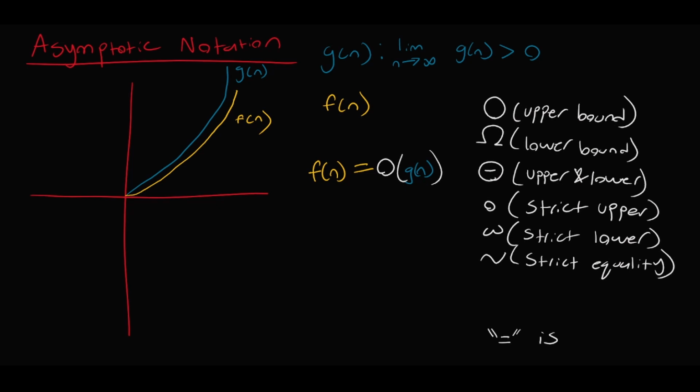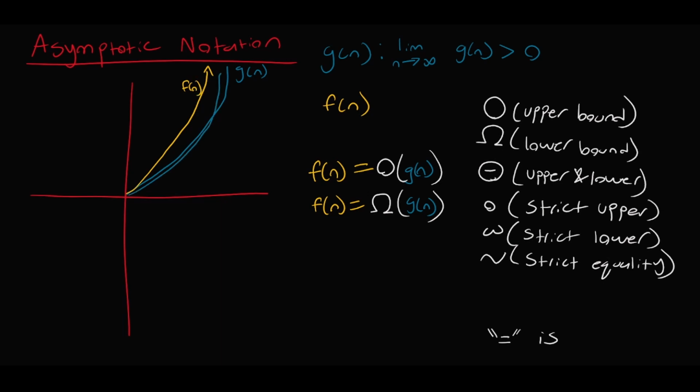Now let's draw f of n is omega of g of n. This means that as f of n approaches infinity, it is lower bounded by this g of n. So it means that f of n will not cross this g of n.